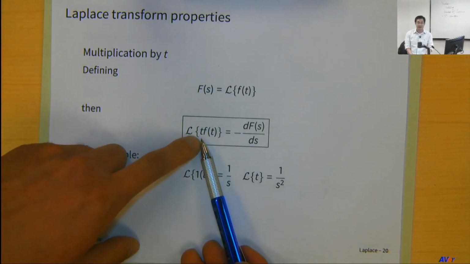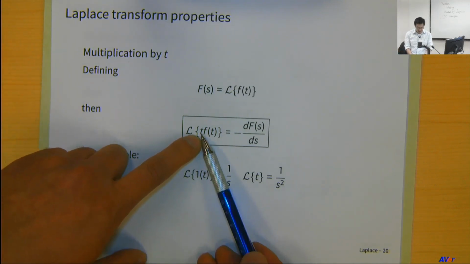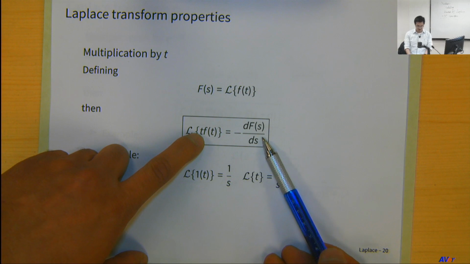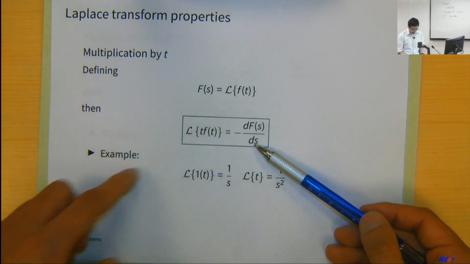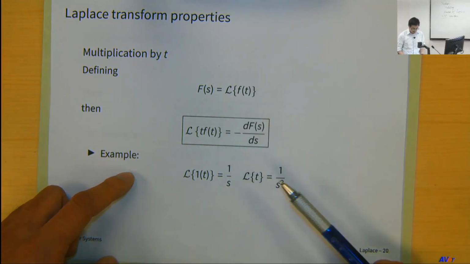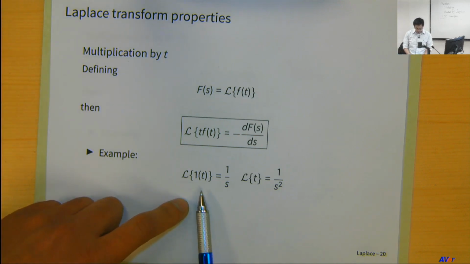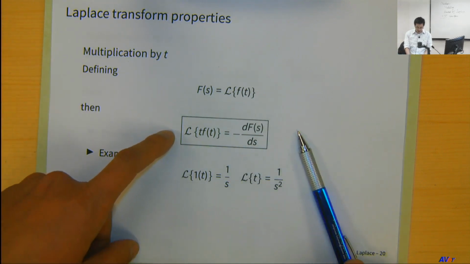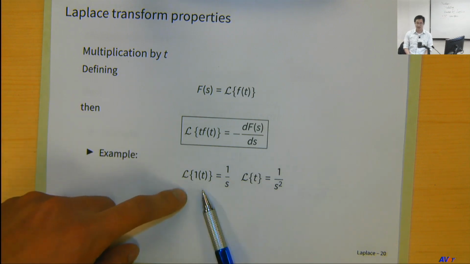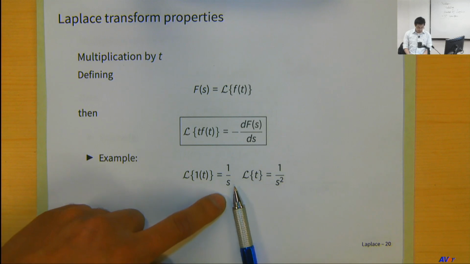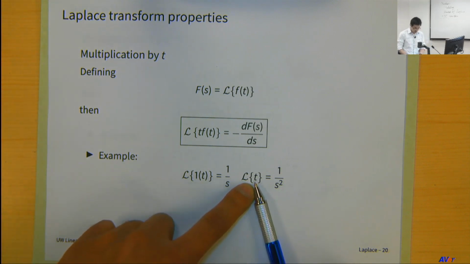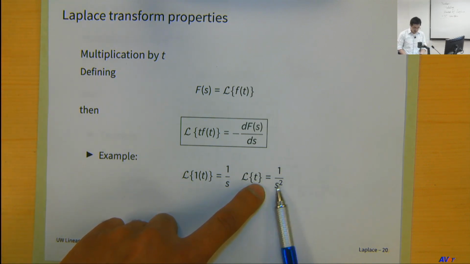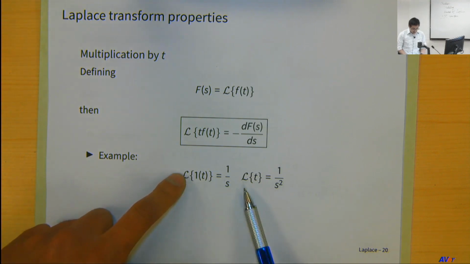We talked about multiplying by an exponential function. And if you multiply by t, your scaling is t, then it's the derivative with respect to s. Multiplication by t is differentiation of F(s), with a negative sign. You can also understand this property if you think about Laplace transform pairs. A step is 1 over s, and a linearly growing time function t is 1 over s squared. And this is related.